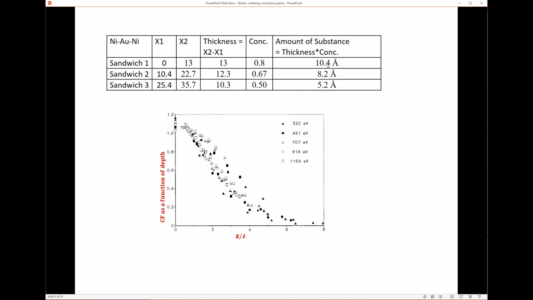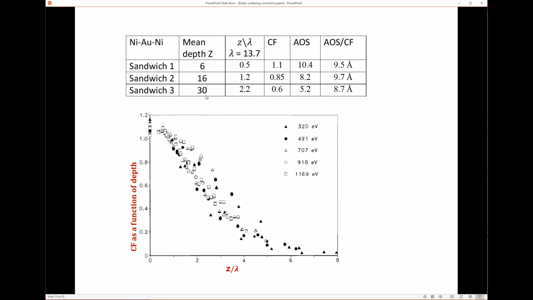But if we now try to make a correction of these for angular deflection, we can use this simple idea we have in the CF factor here. So we have these three concentrations at these three depths. If we take the mean depth here, that's about 6 angstroms and 15 and 30 angstroms. So we have that here. This is the mean depth for the three samples, the mean depth of the gold layer. If we express that in units of lambda, which is what is done here, and lambda is 13.7 angstroms, we get these numbers.